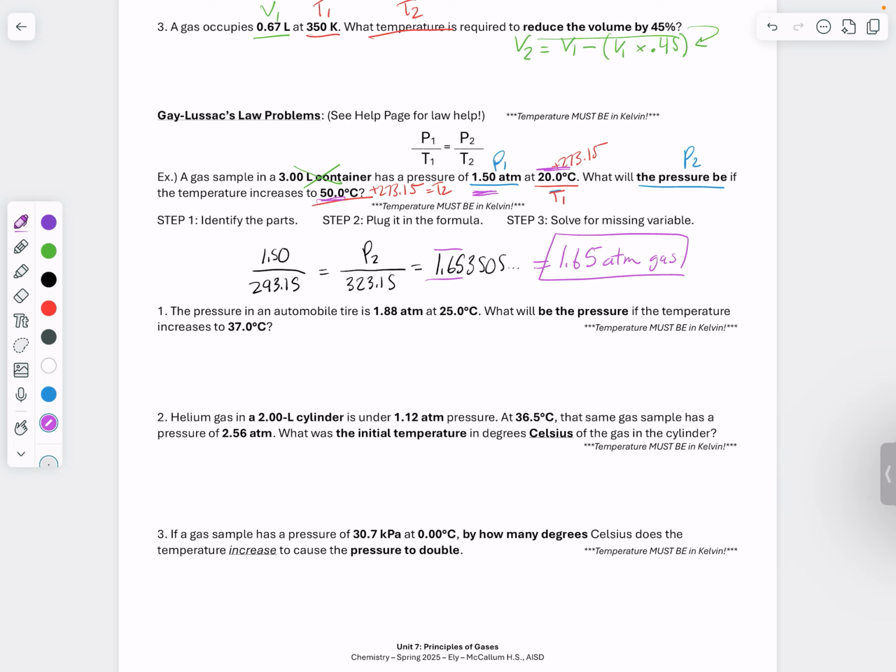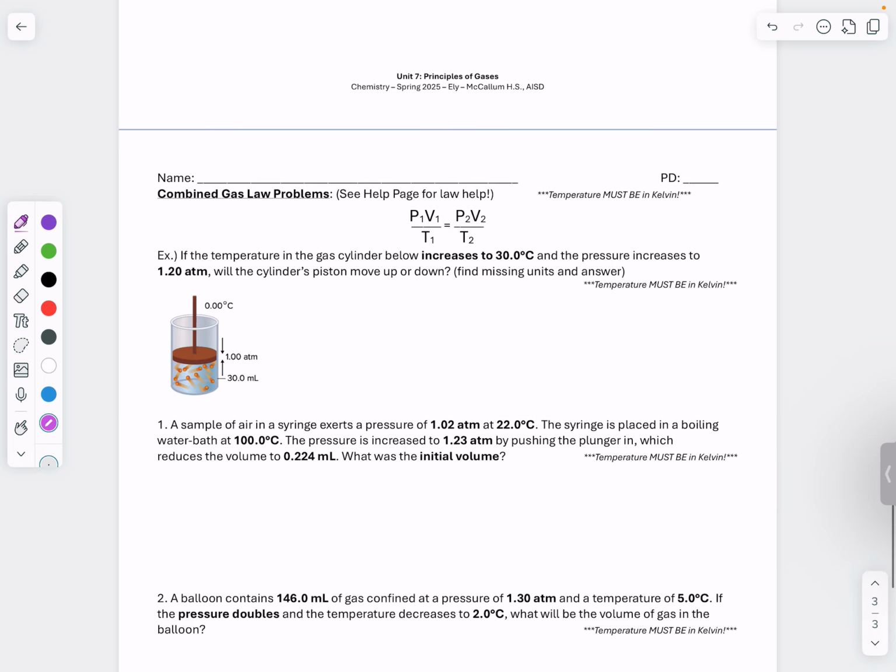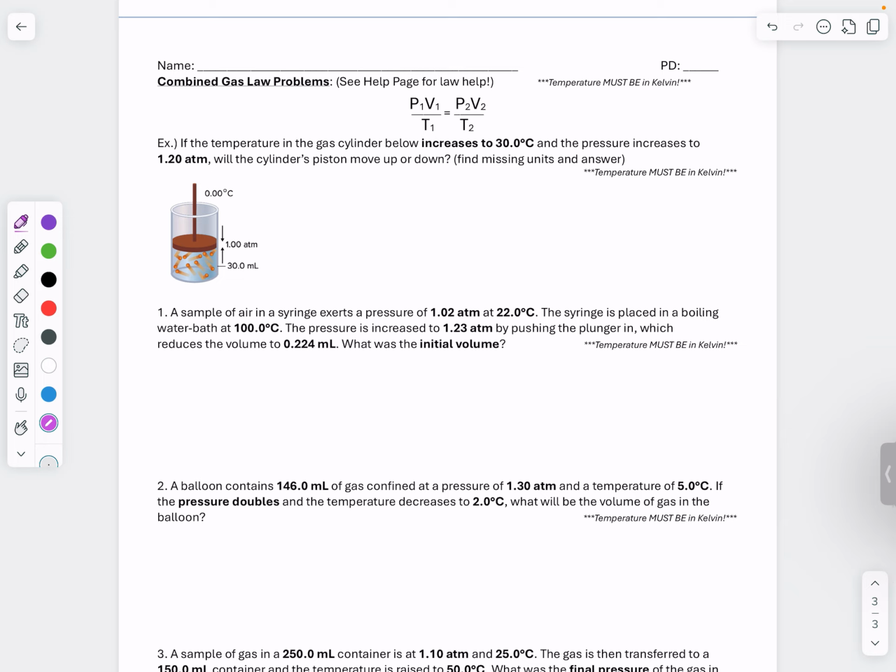So take a minute, look at that, get it written down, and then work with your friend to get those figured out. So last example, combined gas law. Combined gas law might be a little bit of an iffy thing. Let's see here. All right, let's see how you guys do.